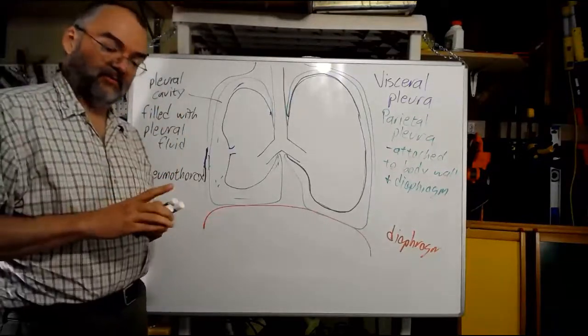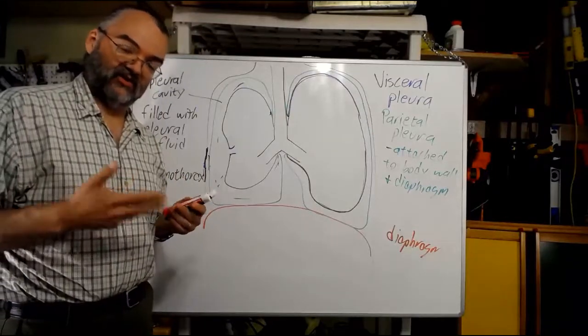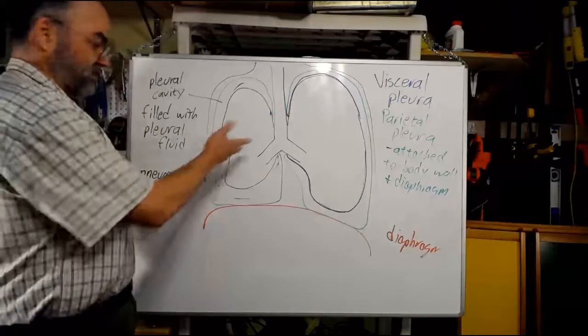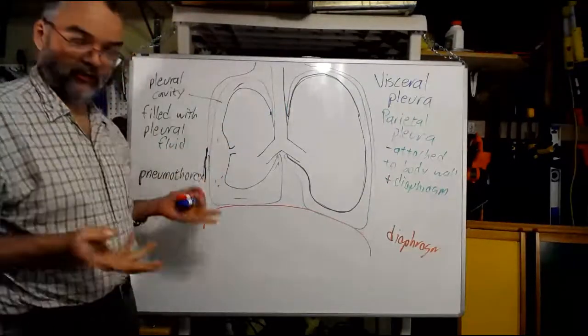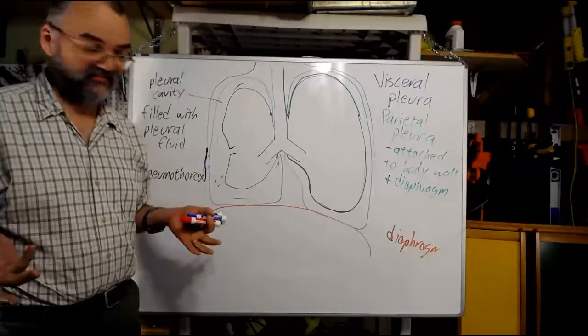Also, it is possible for this not to be air, but rather blood. Bleeding into the pleural cavity causes what we call hemothorax, blood in the chest, which can also cause a collapsed lung. Anything that can fill the pleural cavity can allow the lung to collapse. All of those need attention.